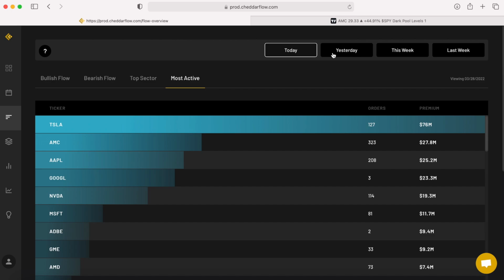And you can filter it for the previous day, the entire week, and also last week. So this is another very useful feature that I use along with that historical flow tab to see how things were ramping up prior to a large move. Really, really like this tab on Cheddar Flow.